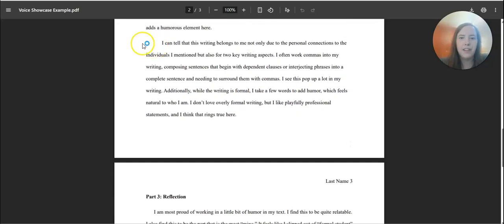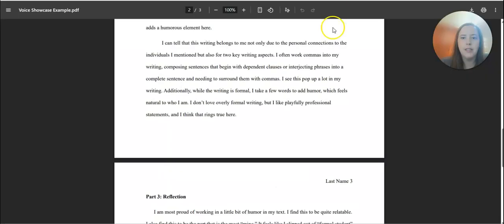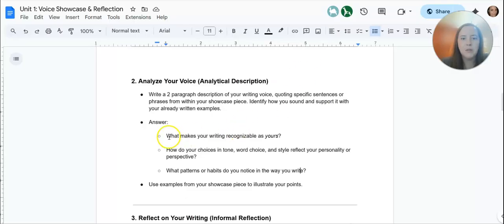The second paragraph, again, remember, I want it to have 2 paragraphs. So the second paragraph is me just trying to answer all of these questions in part 2. The first question, what makes your writing recognizable as yours? I respond to that here, and I spend sort of the first part of my paragraph covering the first and the third question.